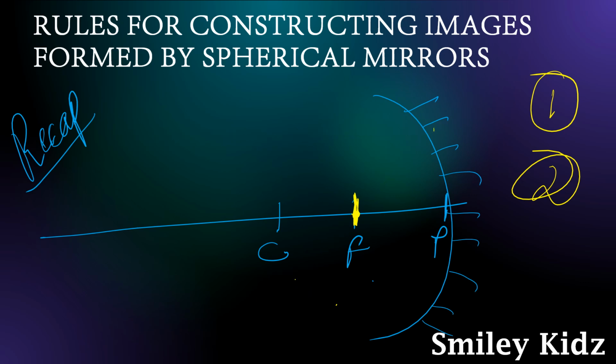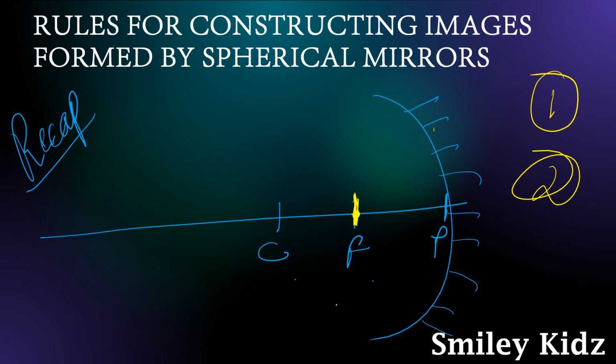Then rule number 3 says that whenever a ray which is passing through the center of curvature is incident on the surface of the mirror and reflecting back, it reflects back in the same path, or it retraces its path back. This is rule number 3. That is, whenever an incident ray strikes the surface while passing through the center of curvature, it reflects back along the same path, that is, it passes again through the same center of curvature. Isn't it? That is rule number 3.